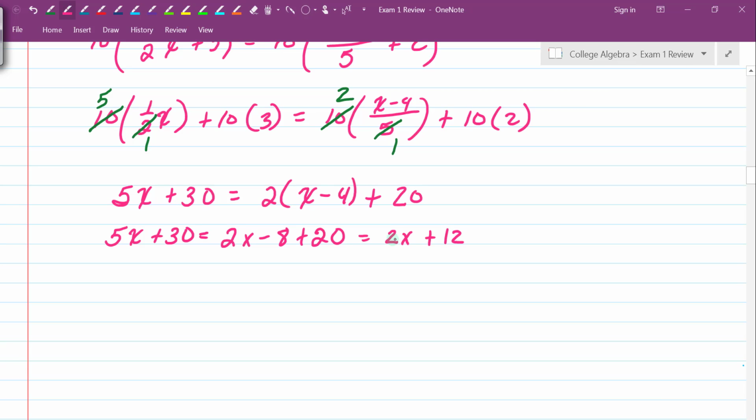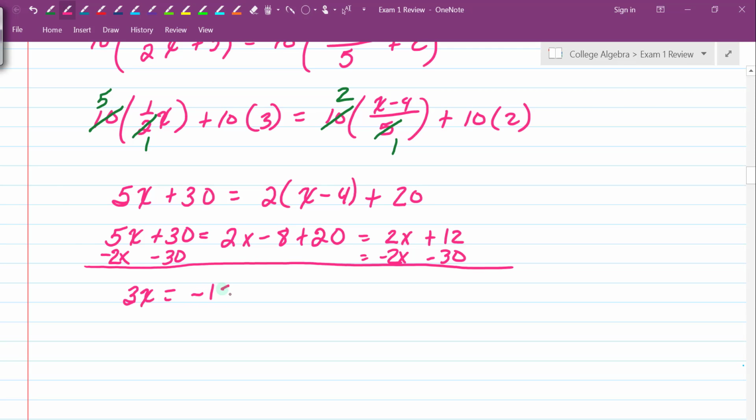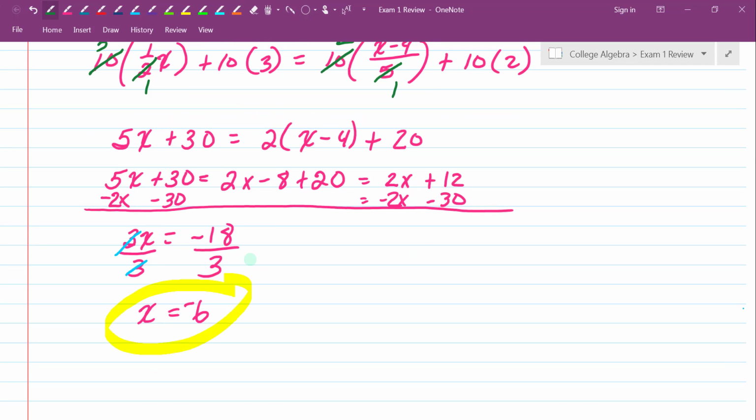Now I need to solve for x, which means I need to get my x over here on the left hand side and then everything else on the right hand side. So I'm going to subtract 2x over here and subtract 2x over here, and then I'm going to subtract 30 from both sides, and I now have 3x is equal to -18. Okay, now I'm going to divide both sides through by 3 to isolate my x by itself. So that crosses out, and then x will equal -18 divided by 3, which is -6.